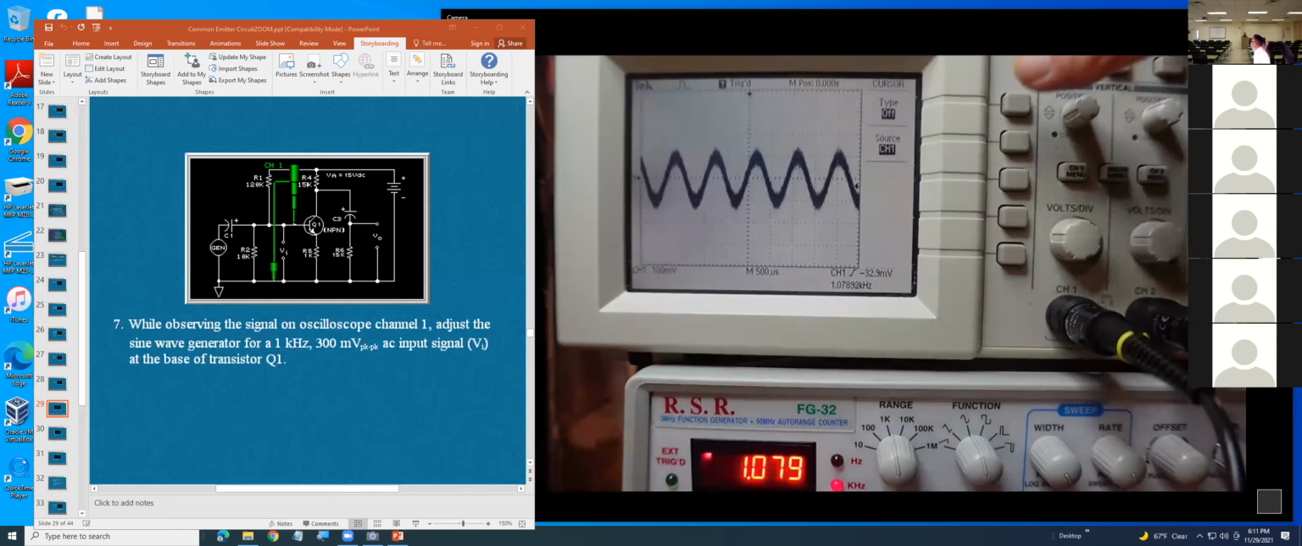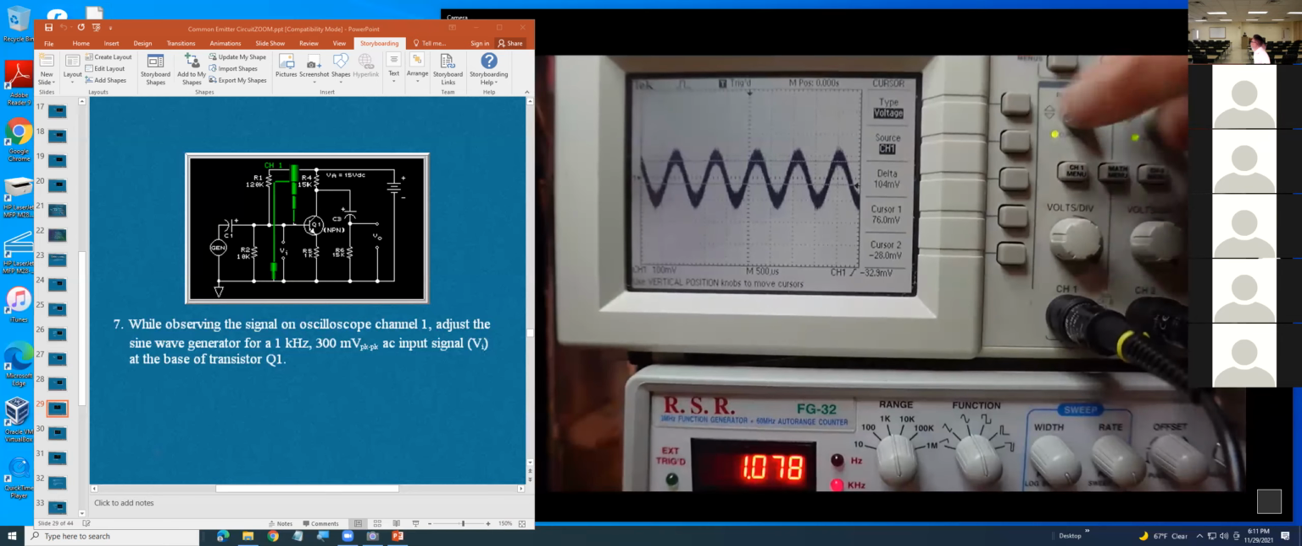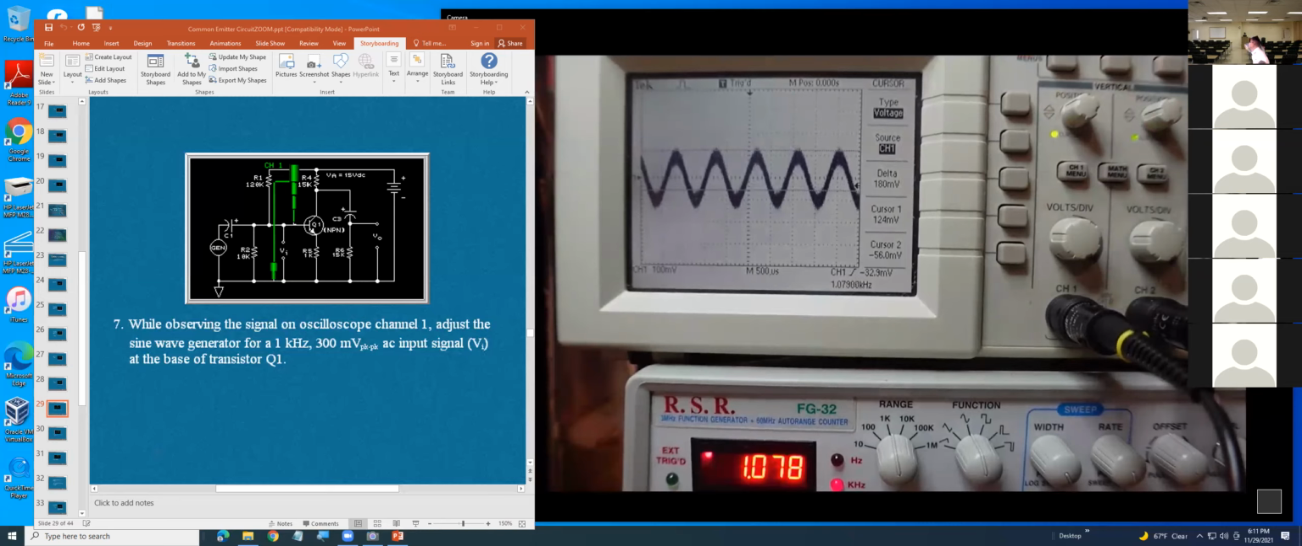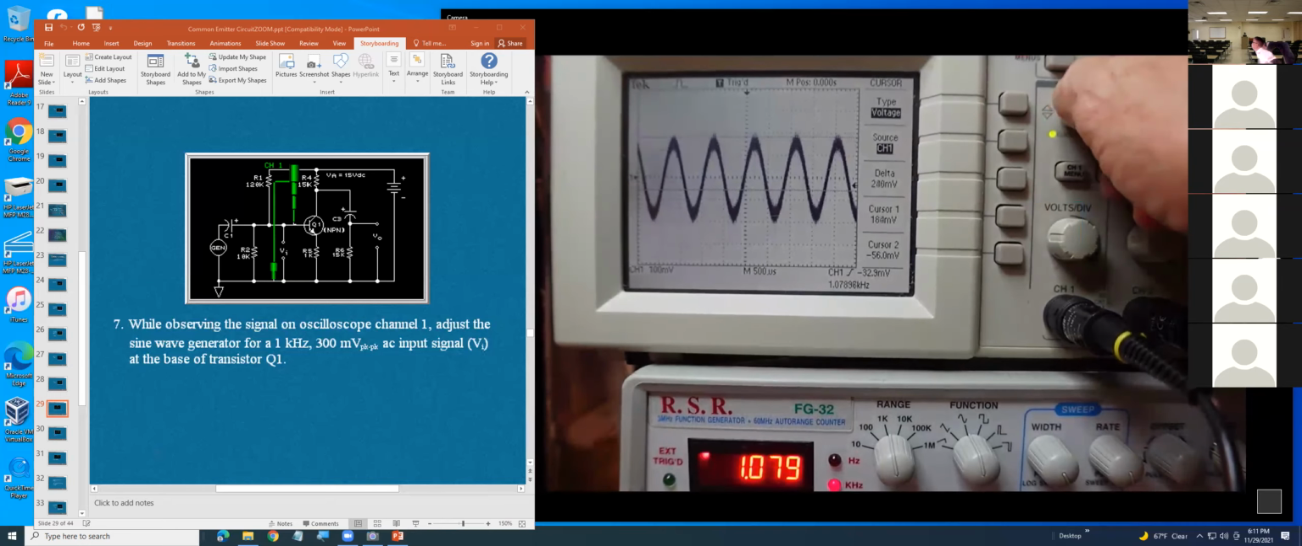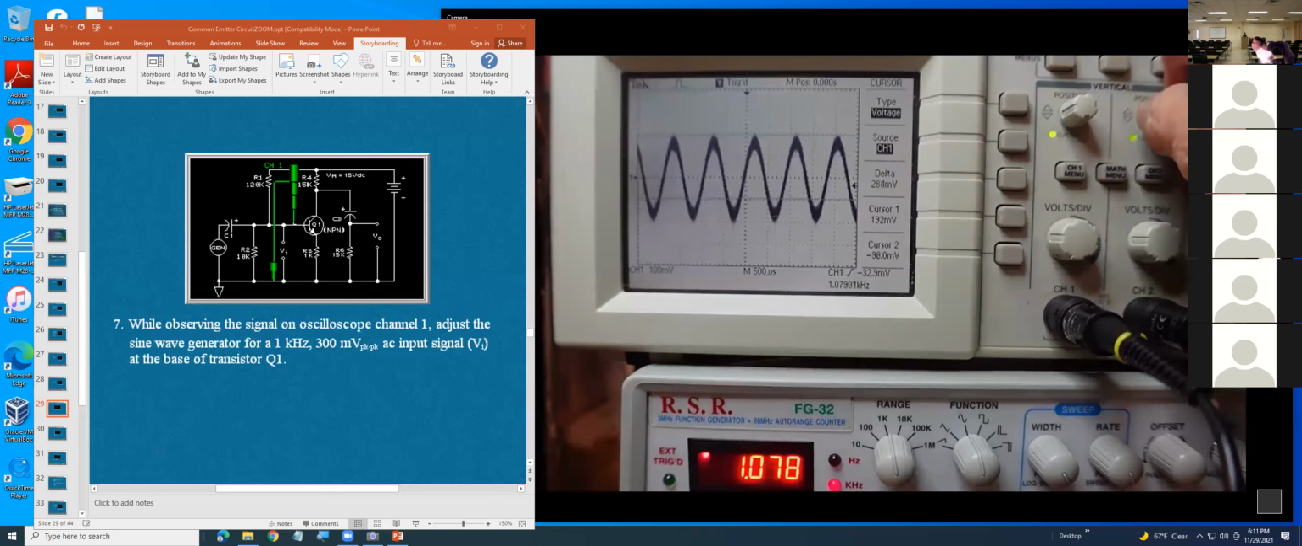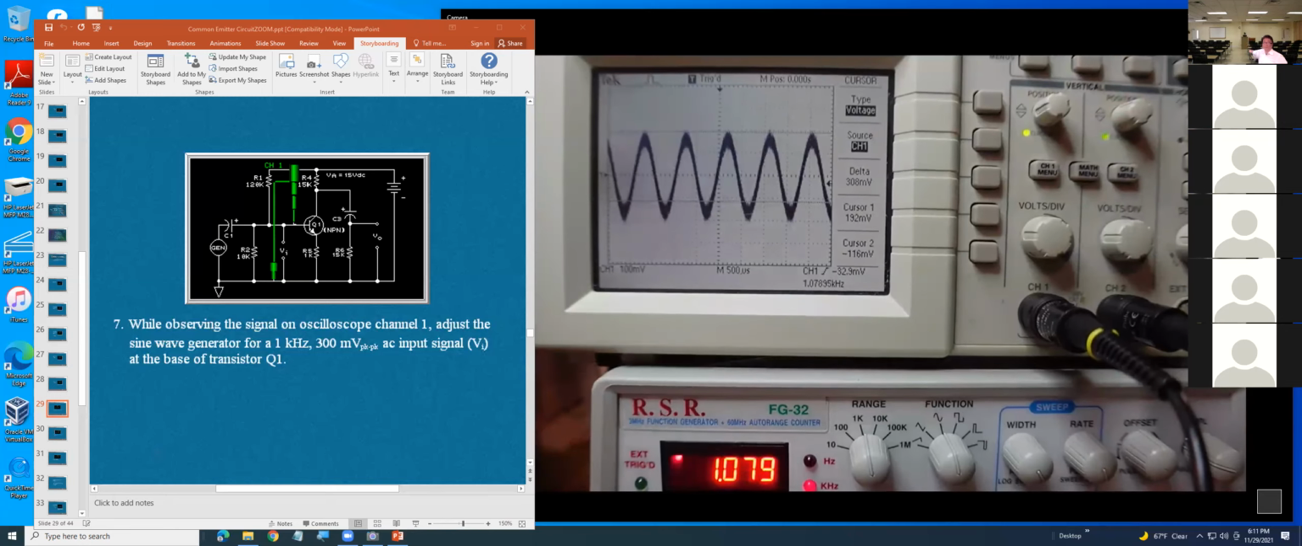Okay, cursor, measure the voltage. I move this one to the top, and this one to the valley here. They say 100 millivolt. Increase generator. Okay, and try to move to the top, move to the valley here. That's 300 millivolt.